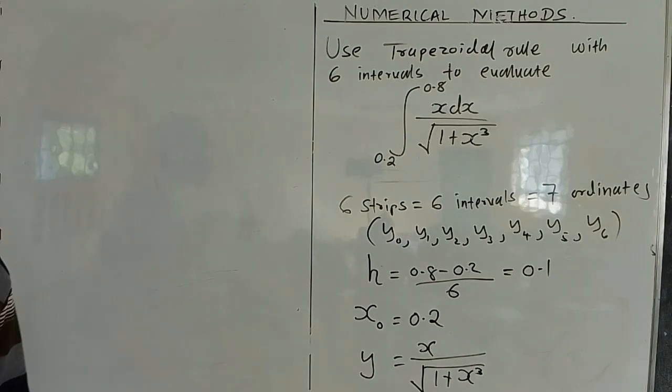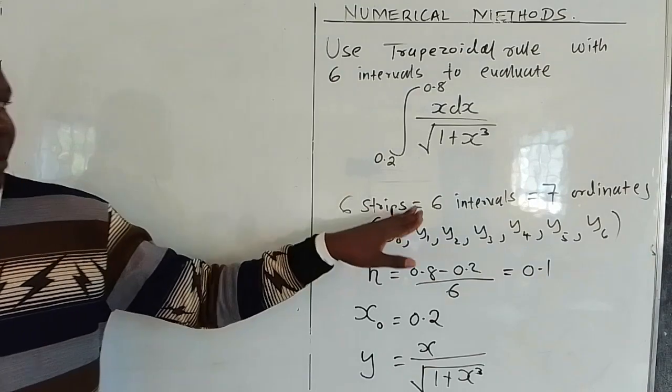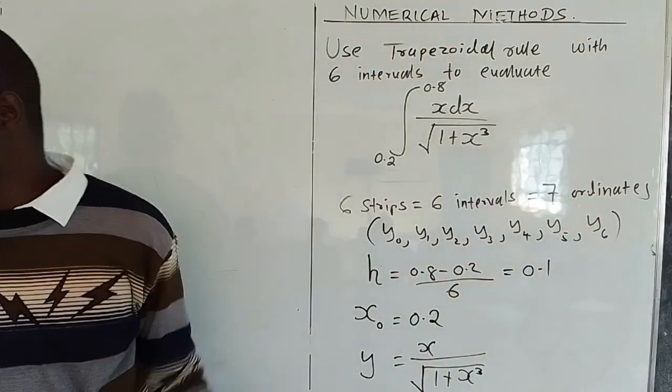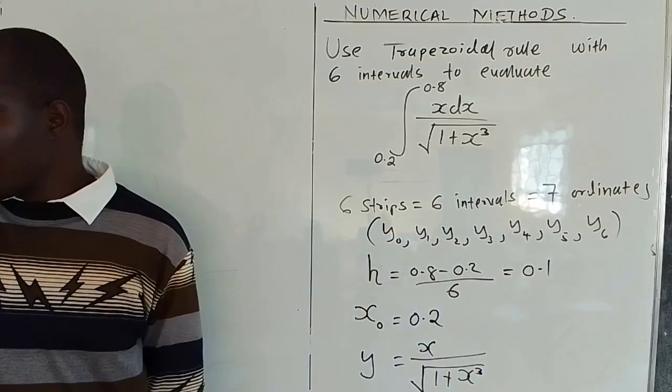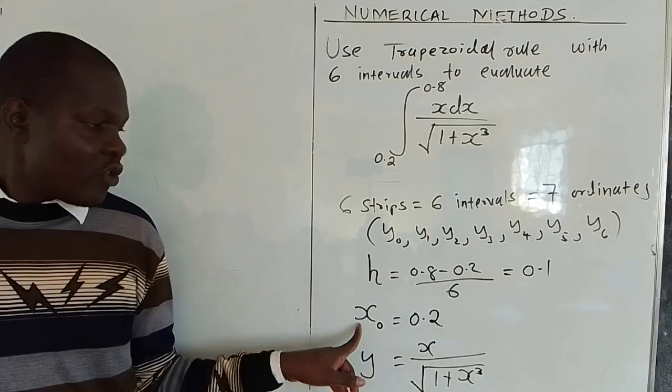After that we found everything. You start by knowing the number of strips, and you relate the number of strips to the number of ordinates in that given rule. After that, you list the ordinates you are going to use. Then after that, we get our h. After getting h, you get the starting point.